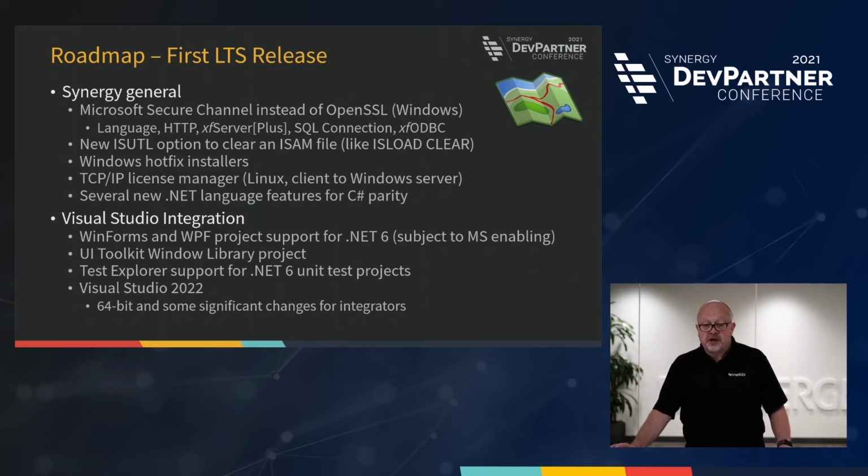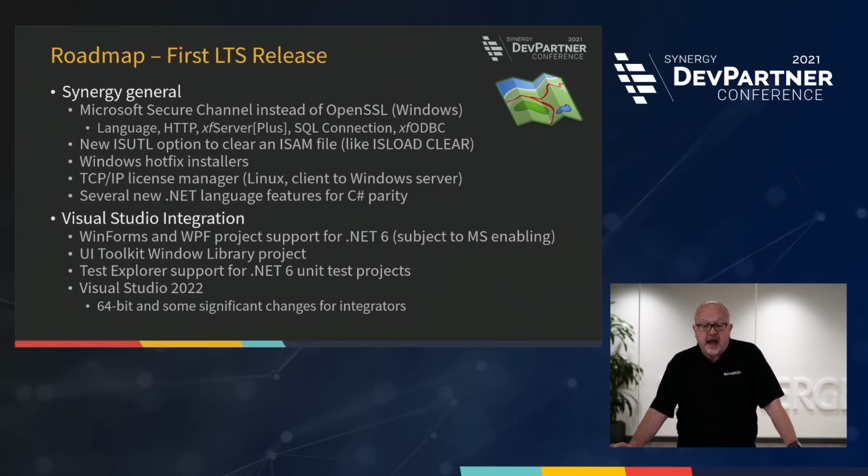And we're looking at several new .NET language features just to keep in parity with C# and some new things that have happened in recent versions of C#, and some specific things we're looking at there. Visual Studio integration, of course, will continue. We intend to add WinForms and WPF project support for .NET 6, although there is currently a blocker on us doing so from Microsoft. They don't currently allow third-party languages to play in that park at this point in time. So we are trying to work on that, and we will deliver that if we are able to.